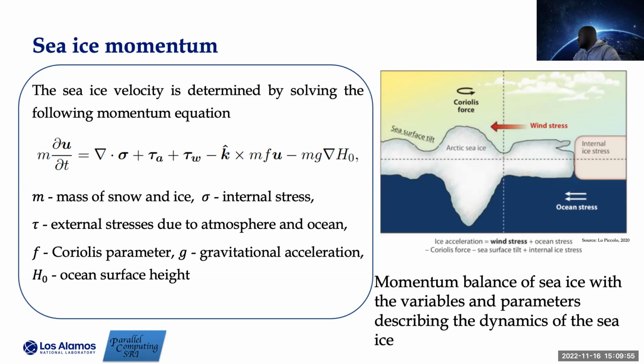As shown in orange, we can see the internal sea ice stress that regulates the movement or the deformation of the sea ice. We also have the stress due to the ocean current, which also acts on the sea ice. We have the force due to the wind. We also have the Coriolis force and the sea surface forces.